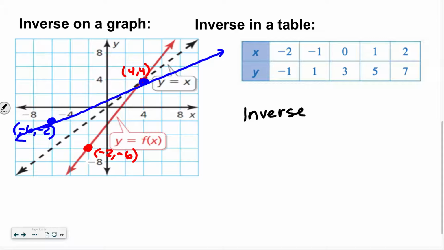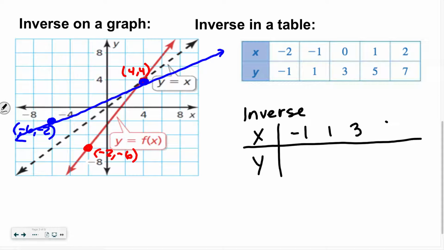Here's our inverse. X, y. I'm going to take all of these y's, -1, 1, 3, 5, 7. And then I'm going to switch all of my x's to be my new y's. So that's going to be -2, -1, 0, 1, and 2. Boom. If I took the time to graph those on a coordinate plane, they would be reflections in the line y equals x. It looks like I am graphing a line right there. It has a slope of 2, a y-intercept of 3, so the line y equals 2x plus 3.